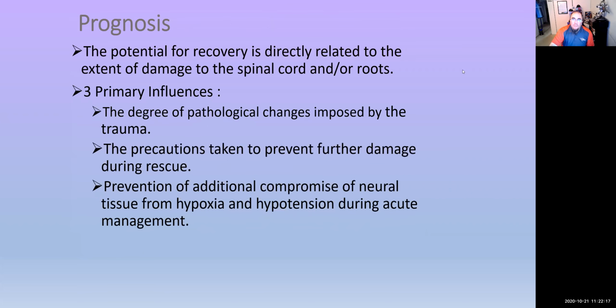All right. Potential recovery is directly related to the extent of damage and/or its roots of the spinal cord. So the three primary influences: the degree of pathological changes imposed by the trauma, the precaution to prevent further damage during rescue, and the prevention of additional compromise of neural tissue from hypoxia and hypotension during acute management.